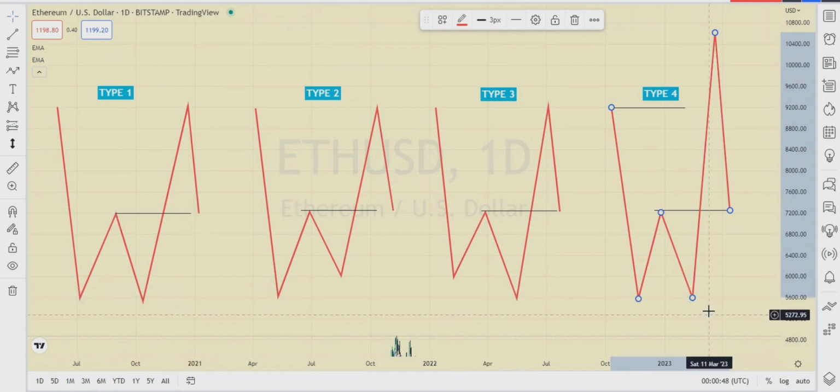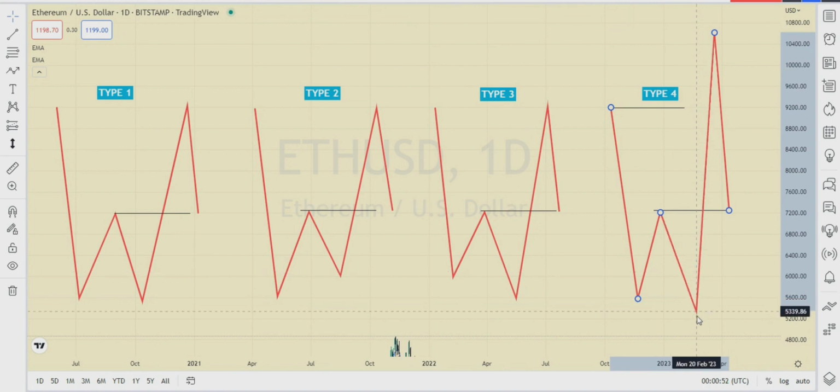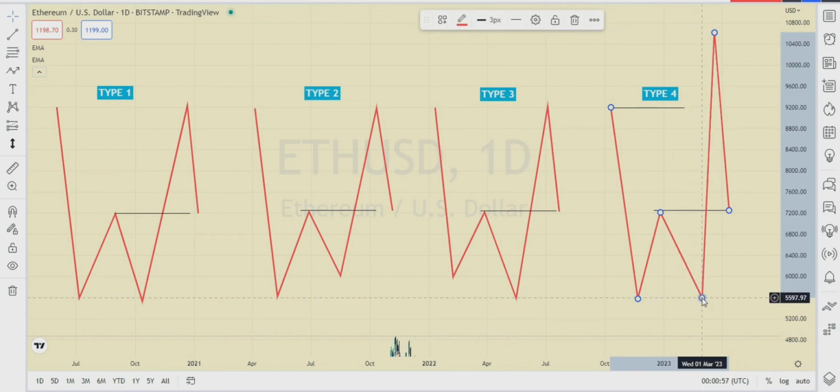What I'm actually trying to tell you is that it can form like this, or it can form like this, or it can form with equal highs. The only difference is that it overextends at the top.